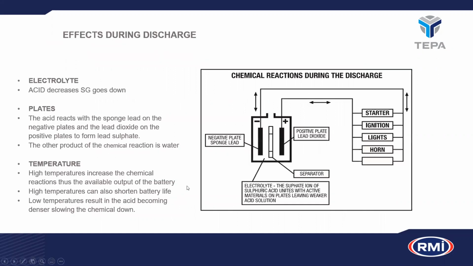So the effects during discharge of a battery, i.e. when you're starting it or using it in a different way, is that the acid decreases in its strength and the specific gravity drops, and I'll talk a little bit about specific gravity in a few minutes. The specific gravity changes, and the acid reacts with the sponge lead on the negative plates and the lead dioxide on the positive plates to form a lead sulfate.